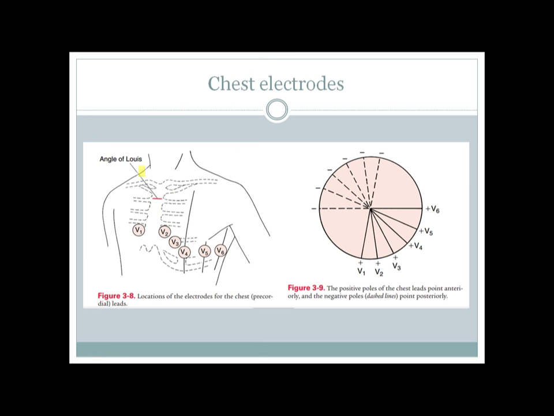So here you can see a person with electrodes placed on his chest. This is the V1 electrode, which is placed in the right fourth intercostal space, just close to the sternum, and V2, V3, V4, V5, and V6 are placed in sequence from the left side of the sternum in the fourth intercostal space up to the mid-axillary point. And the views generated from those leads can be seen from this diagram.